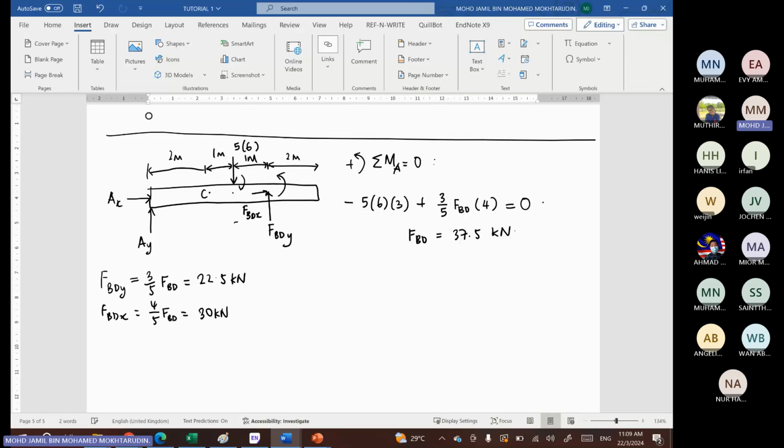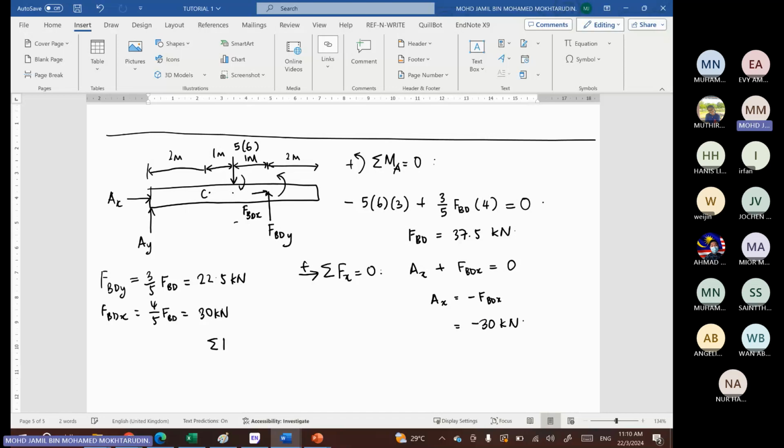Okay, and then we can do the force in the x direction. So force in the x. So we have AX, and then we have FBDX. So AX equals minus FBDX. So we have negative 30 kilonewton for AX.